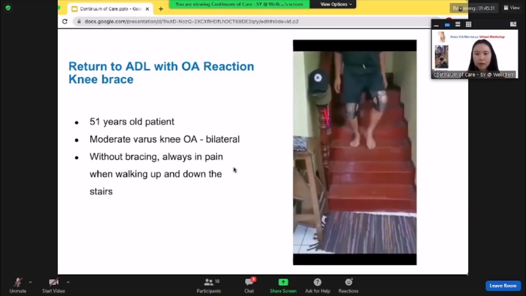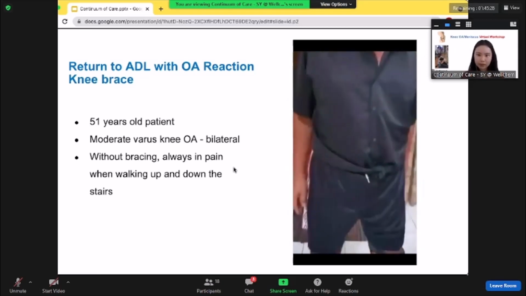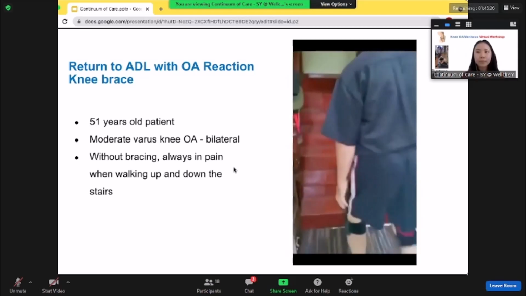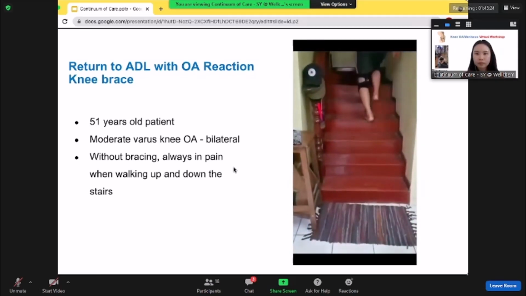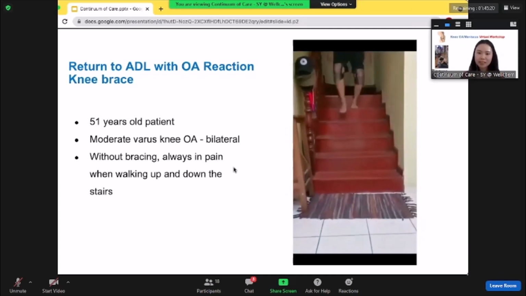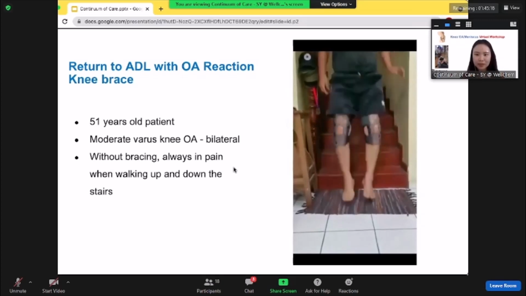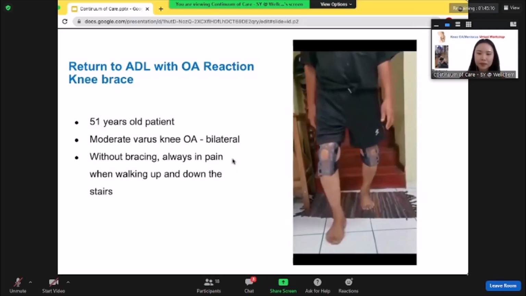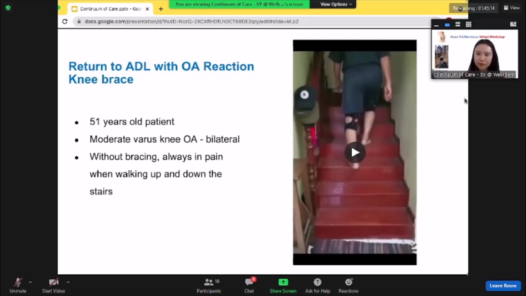You can see how carefree he is going up and down the stairs. And look at how confident he is jumping down the last two stages. Yep, so that is also quite something great.